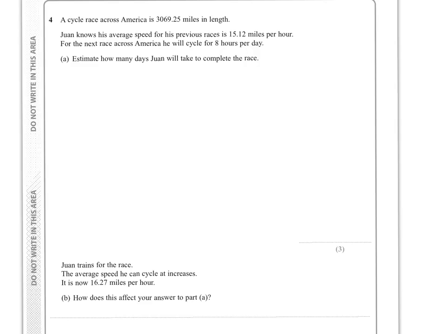Question 4. A cycle race across America is 3,069.25 miles in length, and Juan knows his average speed for his previous races is 15.12 miles per hour, and we have to work out how many days Juan will take to complete the race. And we also know that for the next race across America he will cycle for 8 hours per day. So how many days will it take him to complete it?